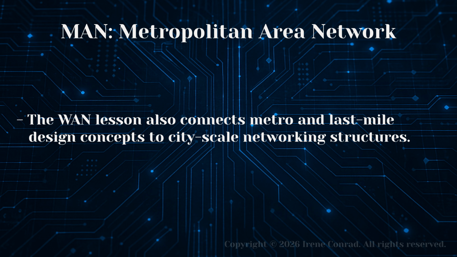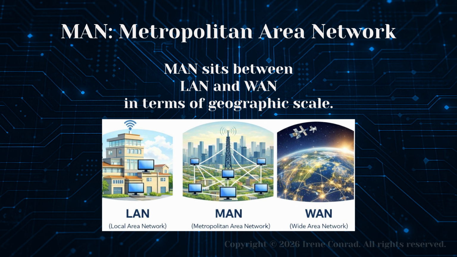A MAN is useful when connectivity needs to stretch across a metropolitan area, but you are not yet thinking in terms of a huge long distance network. The WAN chapter also explains that metropolitan area and last mile designs are often built with topologies such as rings, which helps show that metro scale networking is part of the bigger provider and city connection picture. So, in beginner terms, you can think of a MAN as helping connect parts of the network across a city sized footprint. It is bigger than a local building network, but smaller in scope than the wider long distance world we talked about in the WAN lesson.